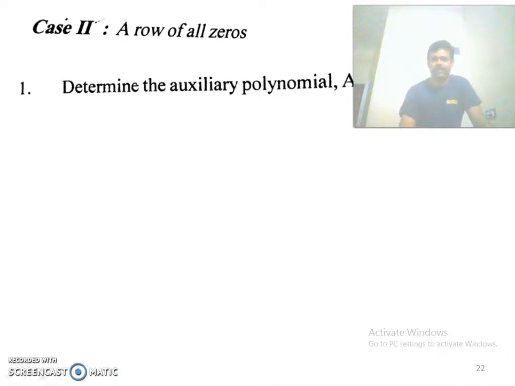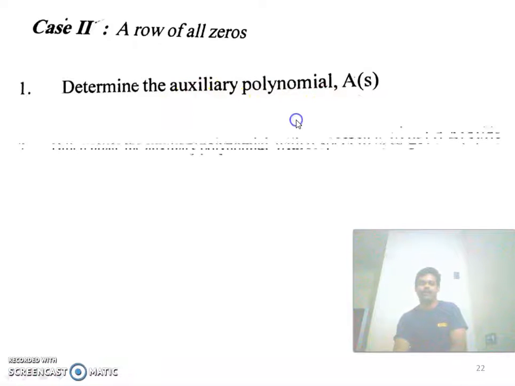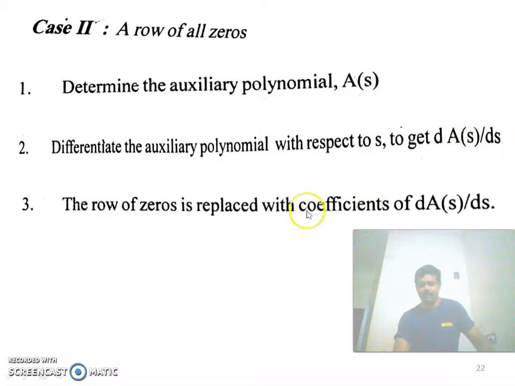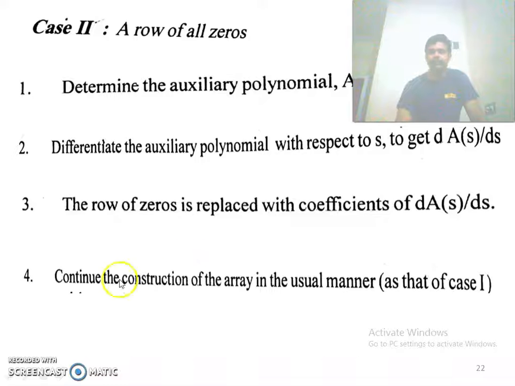So the second case, a row of all zeros. If you are having such a condition, where you are getting a row of all zeros, then what you have to do is determine the auxiliary polynomial A of s. Differentiate the auxiliary polynomial with respect to s to get dA by ds. Then the row of zeros is replaced with the coefficients of dA by ds. Continue the construction of the array in the usual manner.